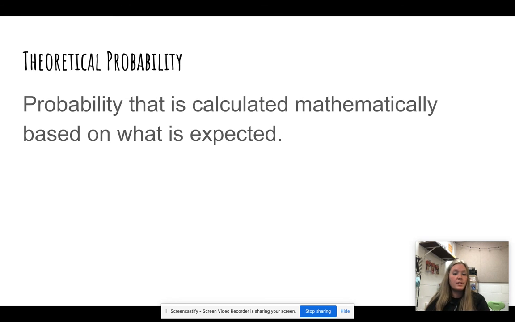What we just found is called theoretical probability. Theoretical probability is probability that is calculated mathematically based on what is expected to happen. Okay? Tomorrow, we are going to be making predictions using probabilities.